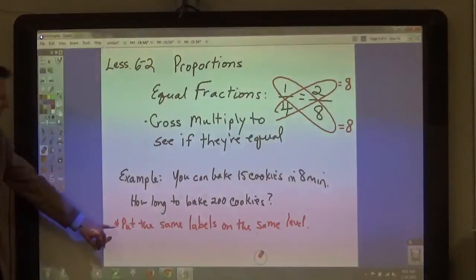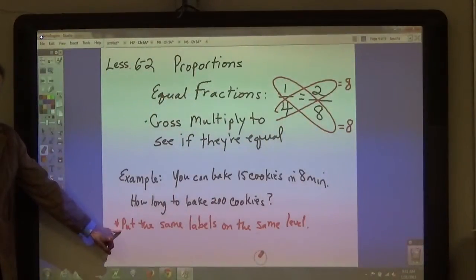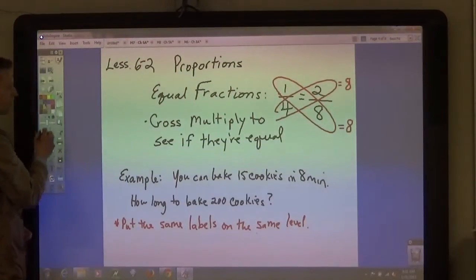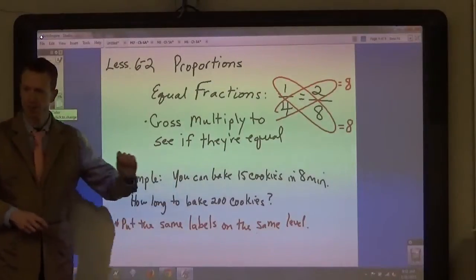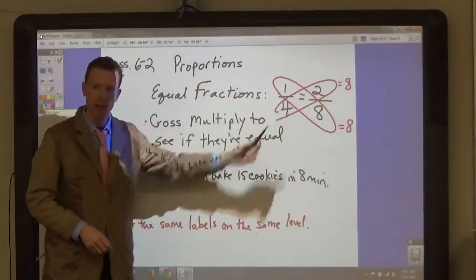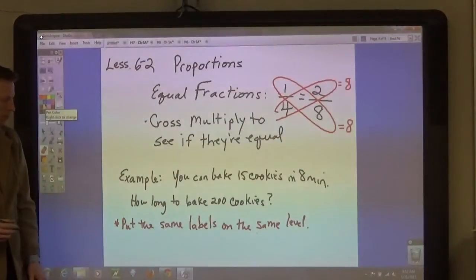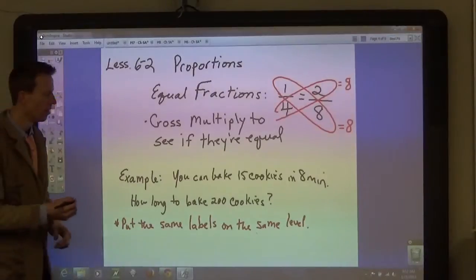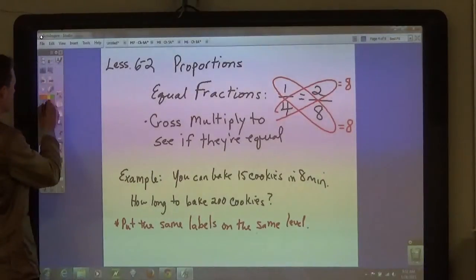The key concept is to put the same labels on the same line. So make sure you star that in your notes. When you're setting up a proportion, you write these numbers as a fraction, like this, but you label the numbers. What are we looking for? Are we looking for the amount of cookies or the amount of time? The amount of time it takes. So, you can set it up like this.